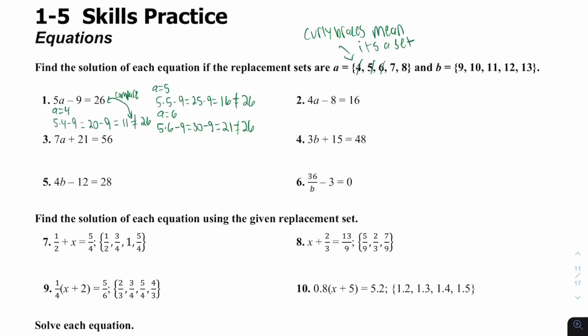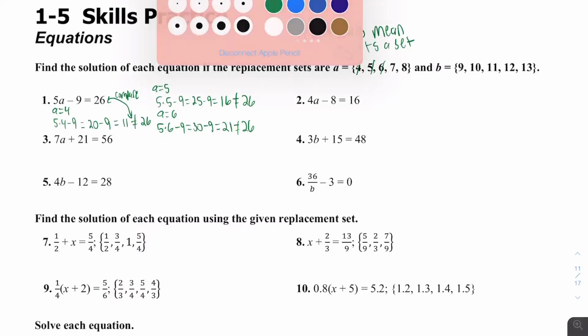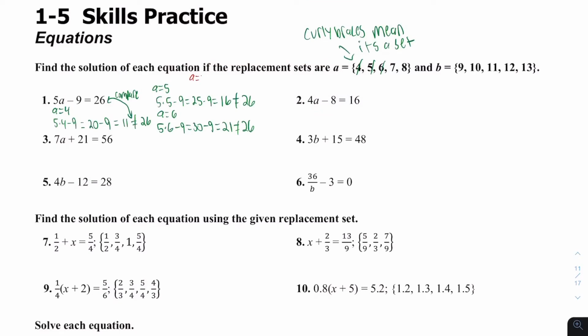Let's check 7. And I'll use a different color since I'm running out of space. A equals 7. If a is equal to 7, then we're going to do 5 times 7 minus 9 equals 35 minus 9, which is equal to 26. And is 26 equal to 26? Yes. So that's the answer we're looking for. A equals 7 is the correct solution for number 1. And then you just do that for each one of these questions for the first set.